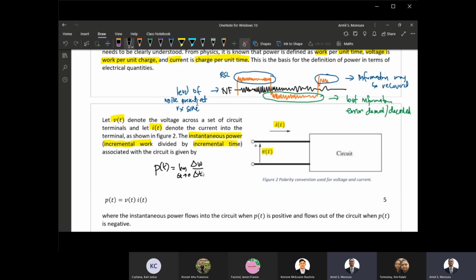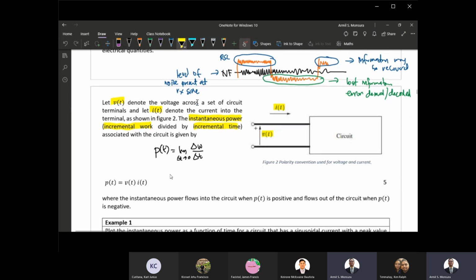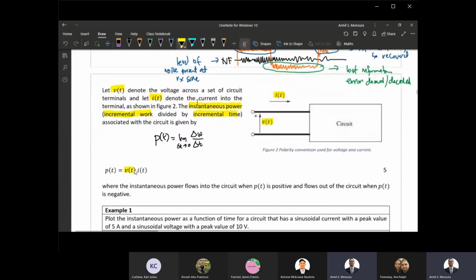So we can also define that instantaneous power in terms of the voltage waveform and the current waveform as their product. Anyway, all we need to do here is give a value of T. Say for example, T as T1. Then we have the instantaneous power at T1. So P of T1 is the instantaneous power at T equals T1.